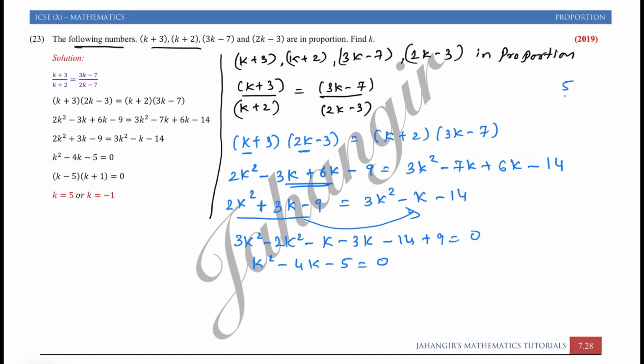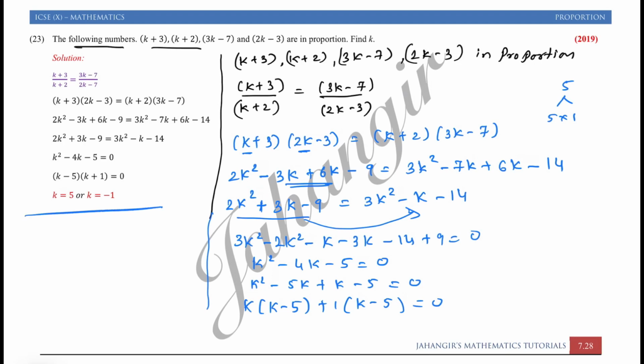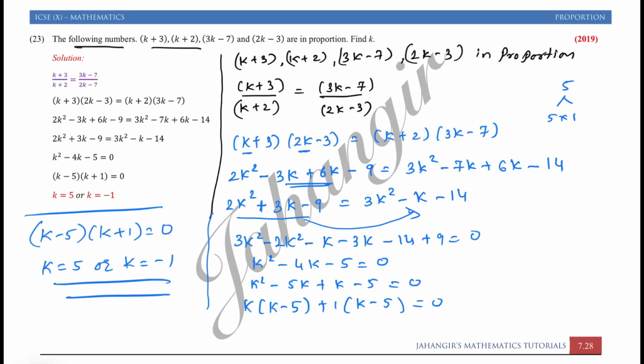So I can take factors of 5 such that you get 4 in between. 5 ones are 5. So k square minus 5k plus k minus 5 is equal to 0. K common, k minus 5, plus 1 common, k minus 5 is equal to 0. Let me write here: k minus 5 into k plus 1 is equal to 0. So k is equal to 5 or k is equal to minus 1. You know this method properly. The same pattern question we had done in quadratic equation first exercise.